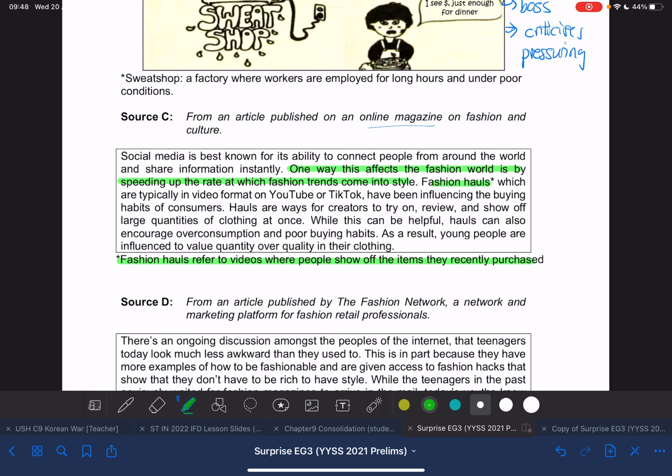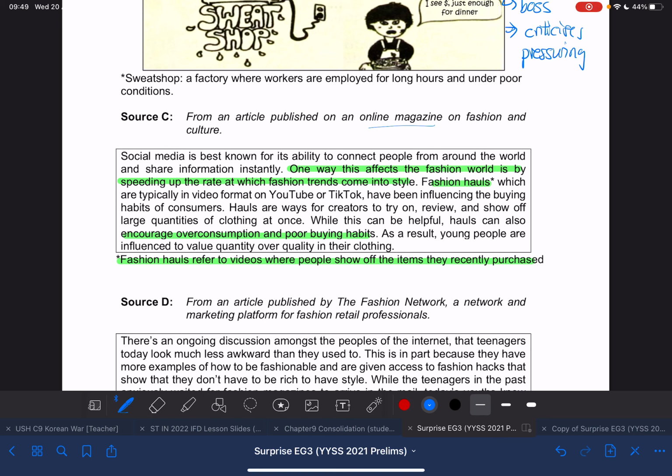Okay, hauls are ways for creators to try on, review, and show off large quantities of clothing at once. Okay, that sounds pretty good. However, while this can be helpful, hauls can also encourage overconsumption and poor buying habits. As a result, young people are influenced to value quantity over quality in their clothing.